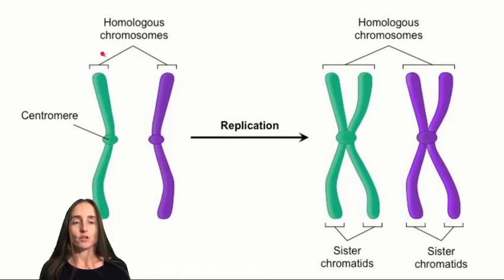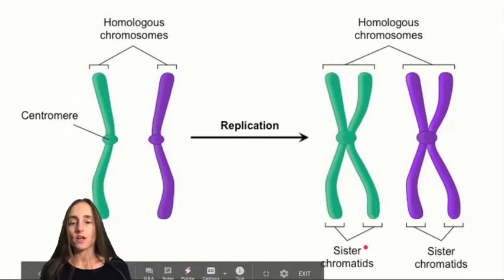They're the ones that are numbered. So this is number 1 from mom, number 1 from dad. Okay. When they go through DNA replication, they form this beautiful X shape. Those are still called homologous chromosomes. The green is one, the purple is the other. Sister chromatids are, of course, the identical copy that was replicated in DNA replication. Okay.